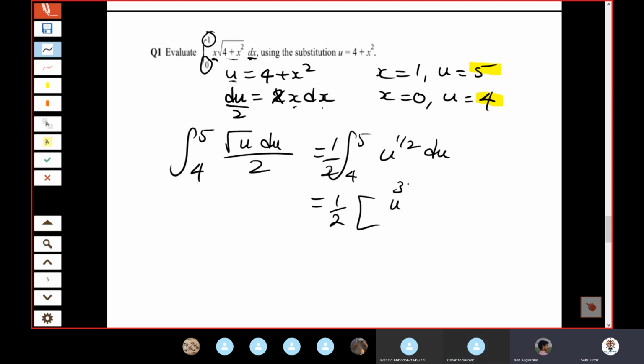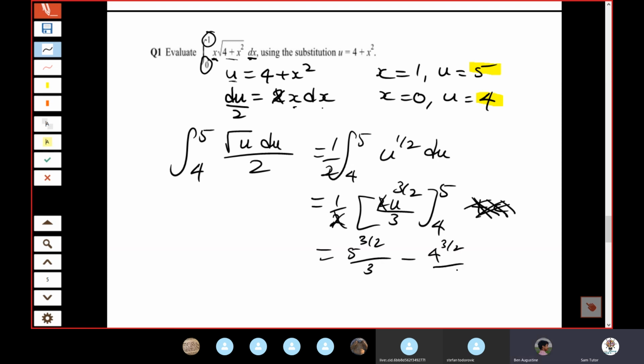Here we go. u to the power of 3 over 2 times 2 over 3. Now there is no more plus c. You will not write that, because you're not going to get a constant. You're actually going to get an answer with your limits, 5 and 4. So the 2 and 2 will cancel out when you expand it. The answer will just become 5 to the power of 3 over 2 over 3 minus 4 to the power of 3 over 2 over 3.